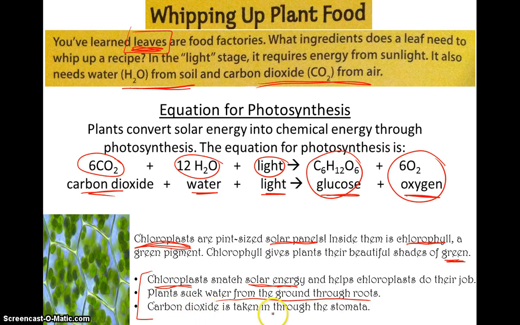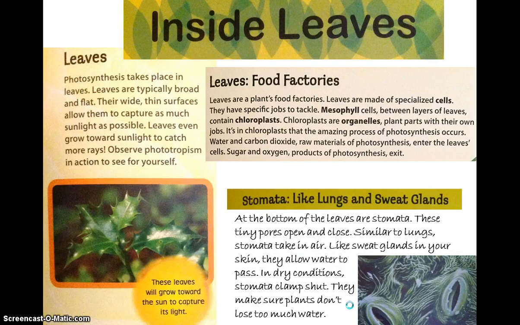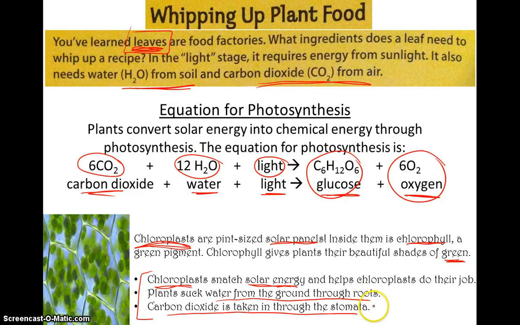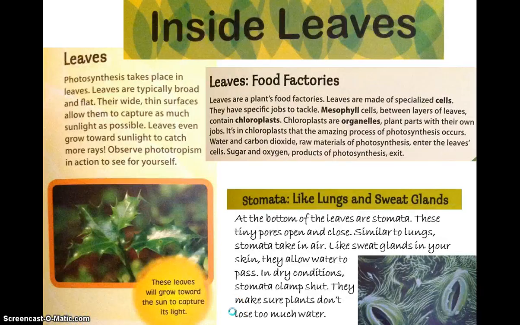And then carbon dioxide is taken in through something. We will talk about that next, actually. These things called stomata are openings or pores in the leaves that allow carbon dioxide to come through. So let's move into that and talk about leaves a little more.